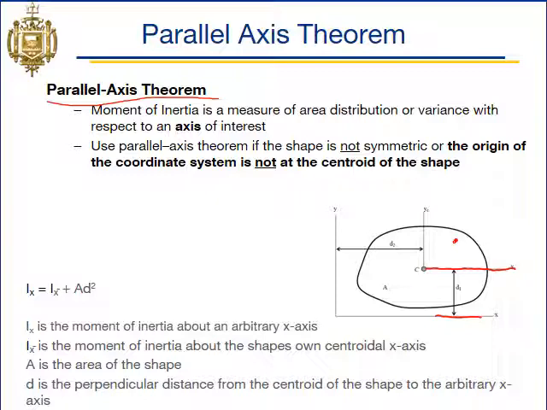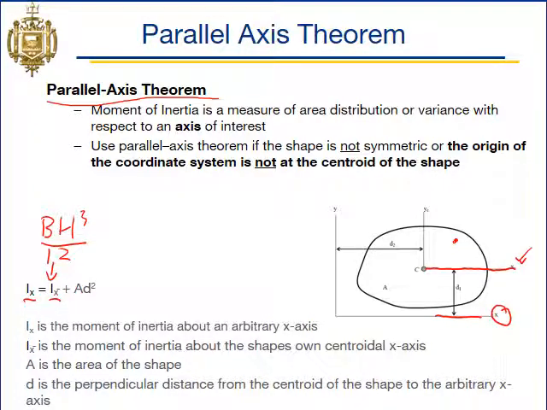So the equation for the parallel axis theorem is Ix, the moment of inertia about the x-axis, so that would be this x-axis here, is equal to Ix bar. Ix bar is the moment of inertia of a shape about its own centroidal axis. If this were a rectangle, that would be bh cubed over 12. That would go in there.